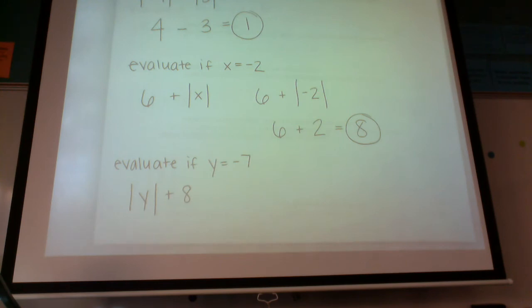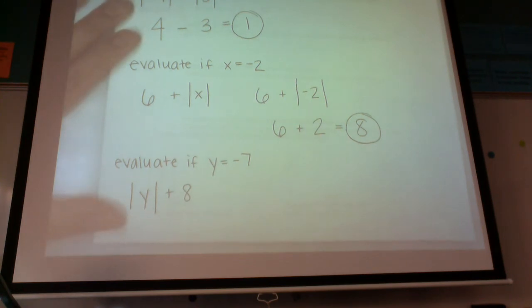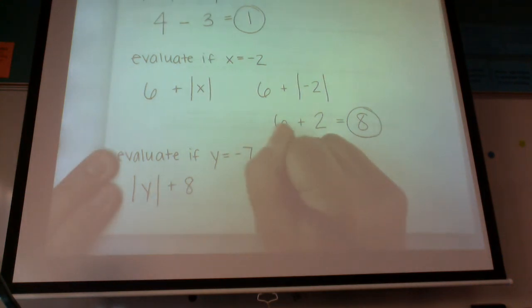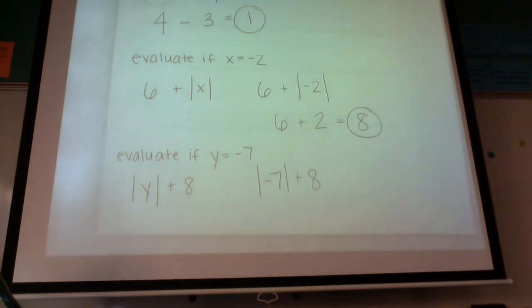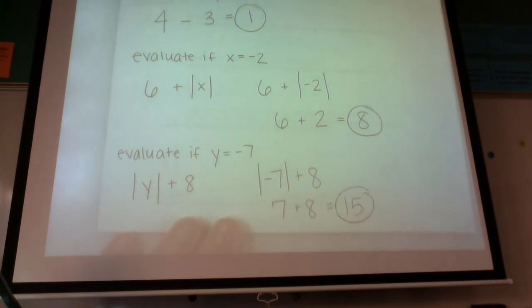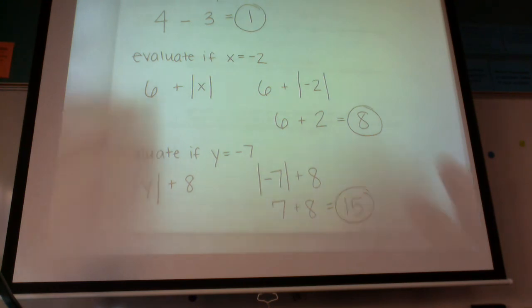One more like that. This time we're saying y is -7. So the absolute value of y plus 8. So I'm going to go ahead and rewrite that. I'd like you to make sure you rewrite it as well so we don't lose track of numbers. Now I have the absolute value of -7, which is going to be 7, plus 8 is going to be 15. I'm hoping these are making sense for you.